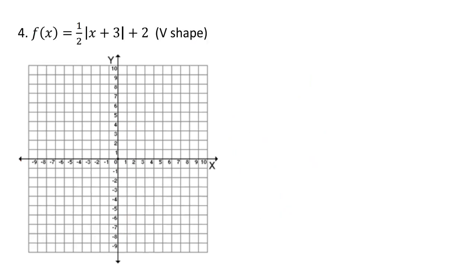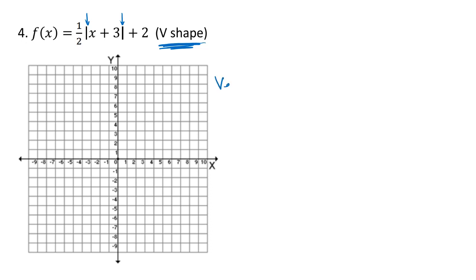Our next one is an absolute value graph, and what it wants us to do is to graph the absolute value graph. Once again, this is going to be a V shape. This will not be here. You have to recognize it. You can recognize when you have an absolute value graph by the absolute value signs. That's how you know you're going to make a V shape.